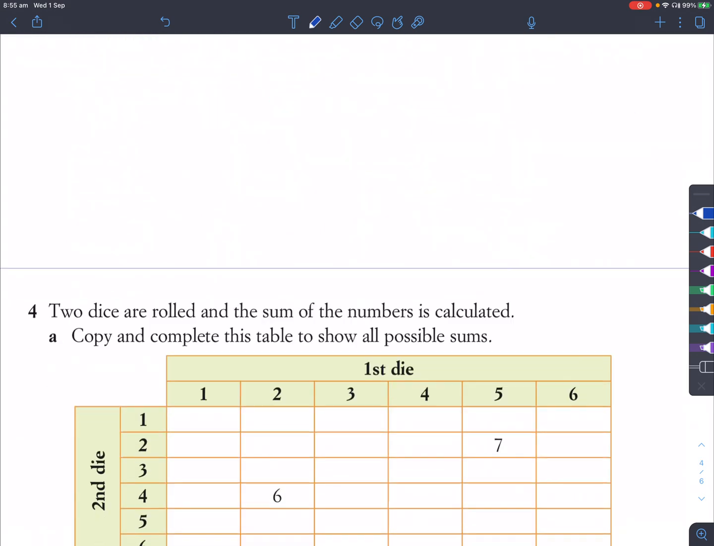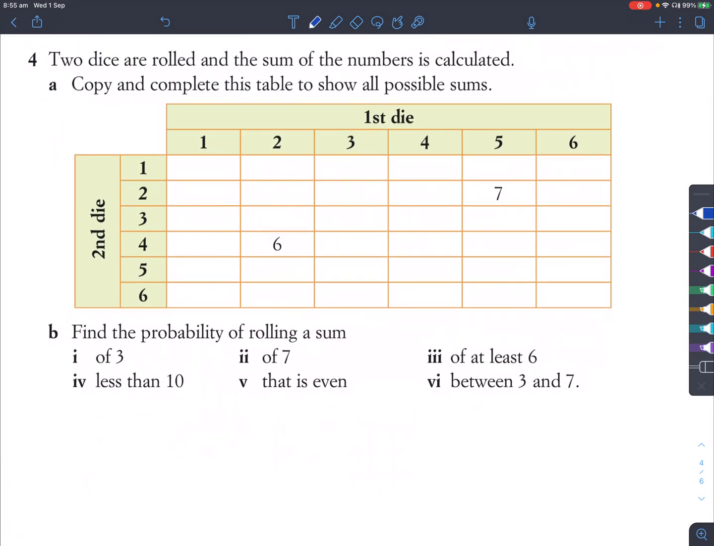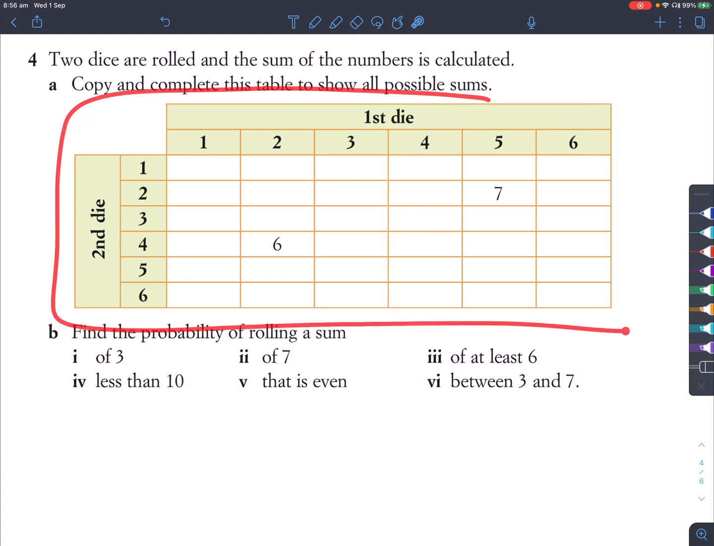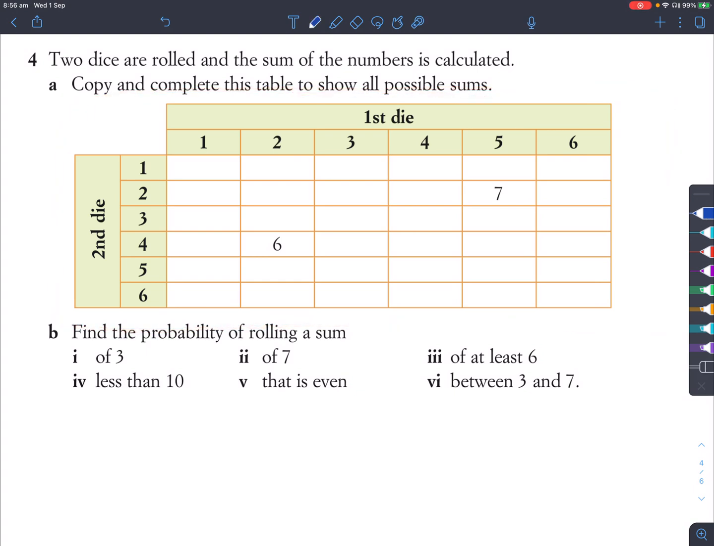Moving on. Question 4. 2 dice are rolled and the sum of the numbers is calculated. Copy and complete this table to show all possible outcomes. So it'd be a good idea to copy all this down in your grid books. And what we're going to do is add all the values that we get from our first die here with the value that we get from the second die here. So let's look at the intersection between these two numbers.